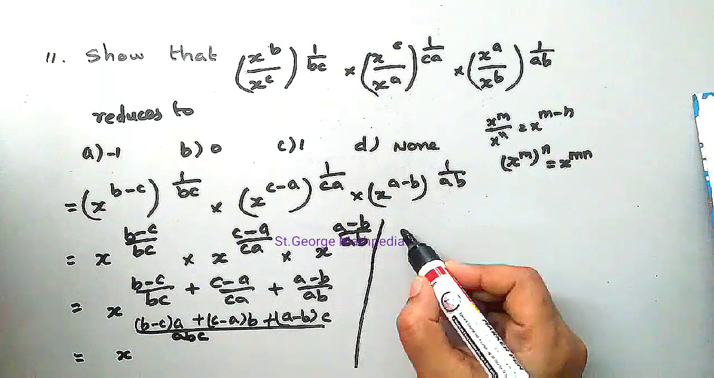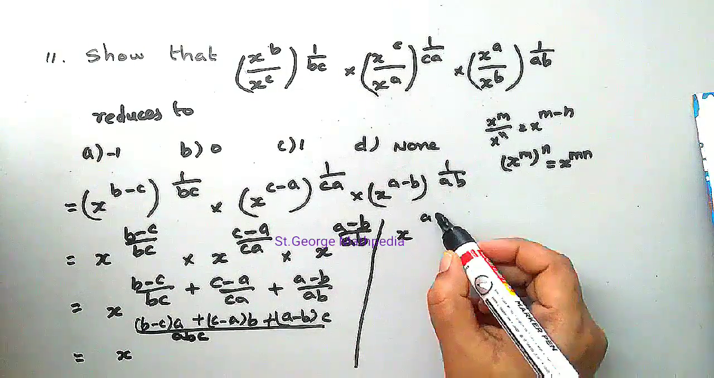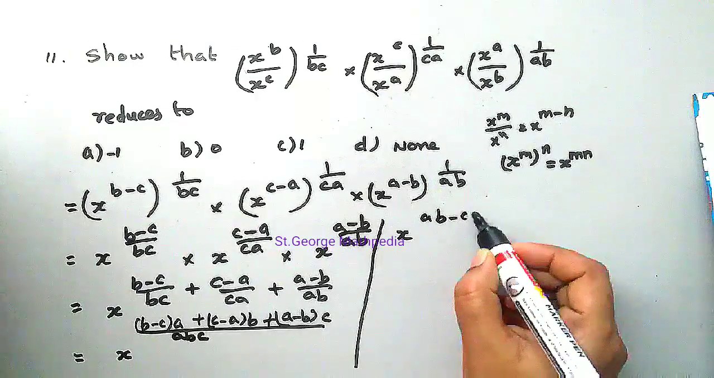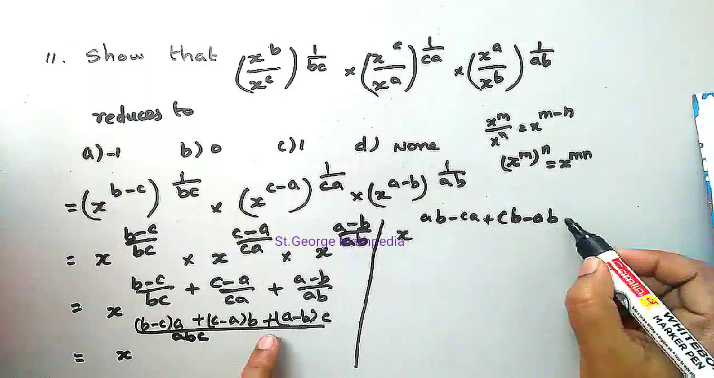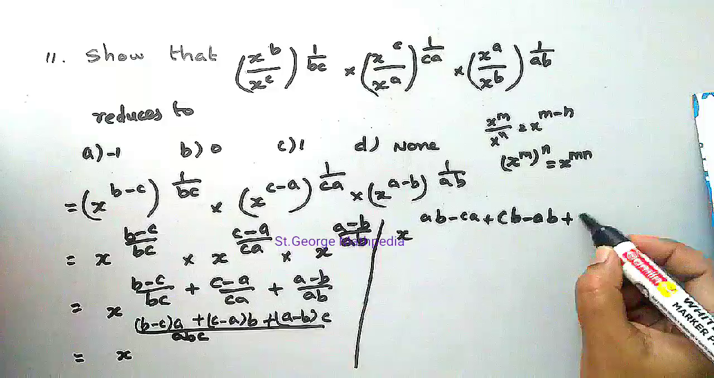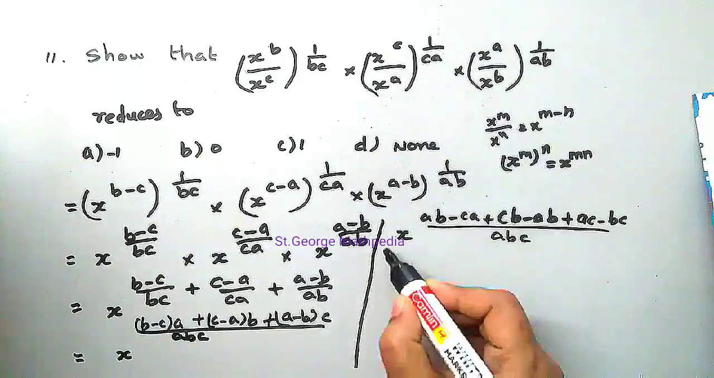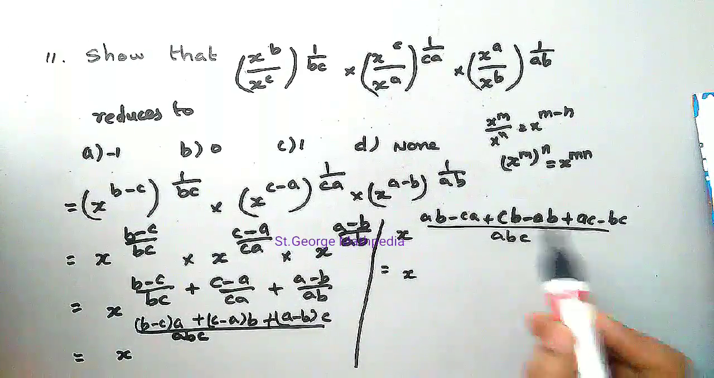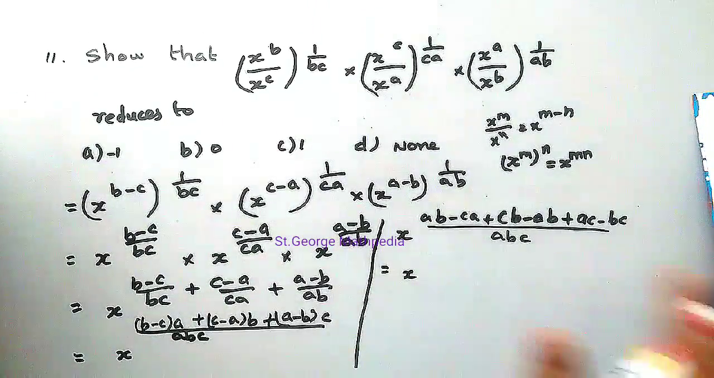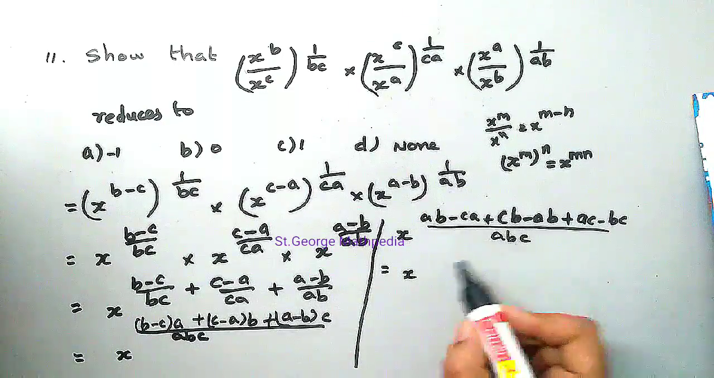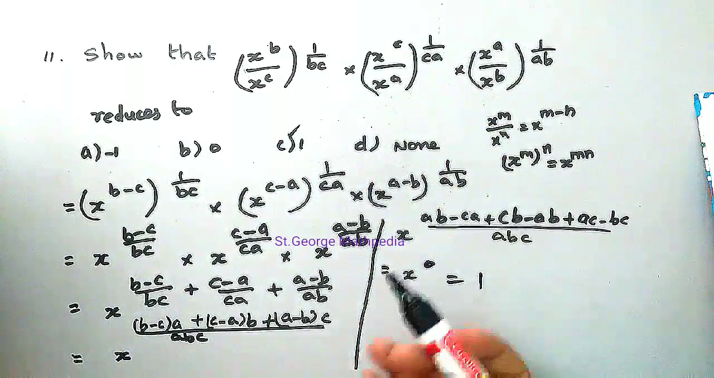Okay. So this will be x to the power of b minus c into a is ba or ab, ab minus ca plus, similarly here, cb minus ab plus ac minus bc, divided by abc. Now this will be x to the power of ab minus ab gets cancelled, ca minus ca, and cb minus bc, everything gets cancelled. So 0 divided by abc is 0, that is equal to 1. So c is your answer.